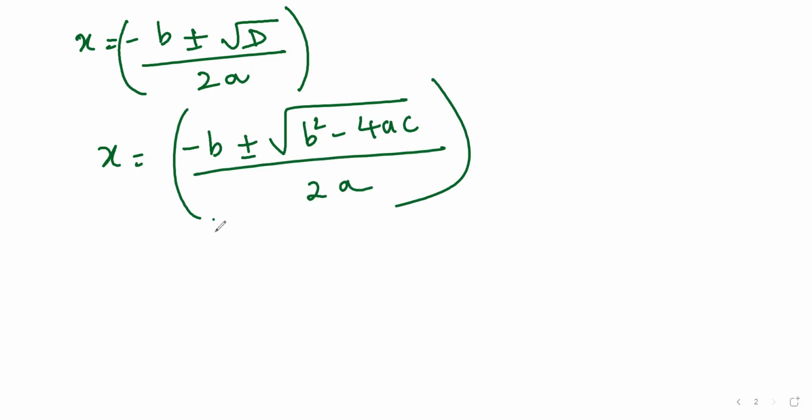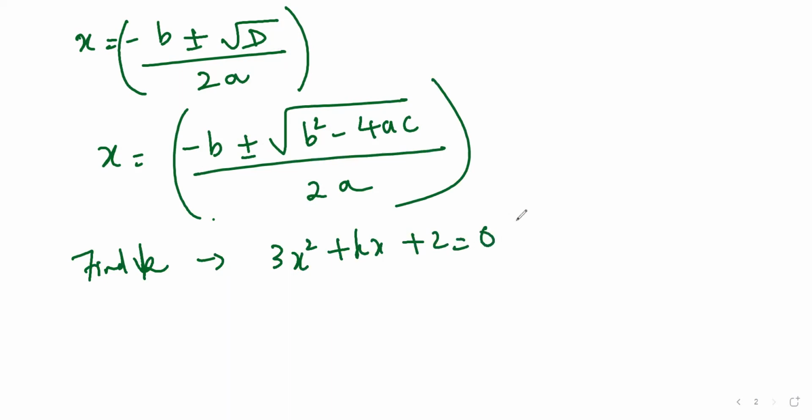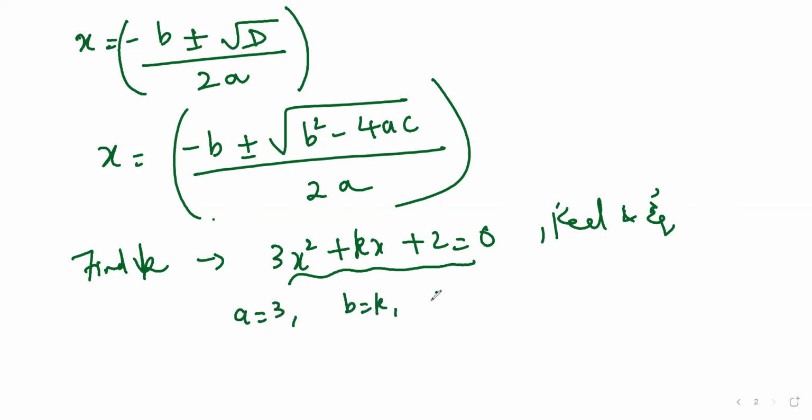Then you might have questions like, just as an example, find the k value so that 3x square plus kx plus 2 is equal to 0. This quadratic equation has roots which are real and equal. Real and equal. So then remember, you're not going to solve in these kinds of questions. Please don't make that mistake of solving for x, because you'll only find the value of k. A is 3, b is k, and c is of course 2.